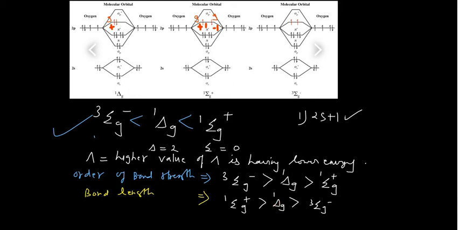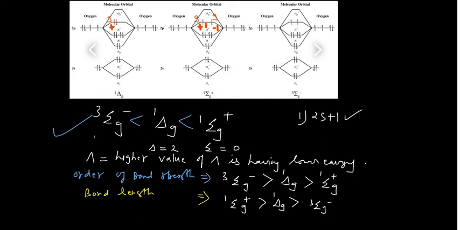So for the excited state term, you will look for the value of the lambda. Higher the value of the lambda, in that case, your lambda for this one would be 2, and for this it is 0. So this higher value will belong to the higher bond length. Please remember this one. So this is how you can understand.